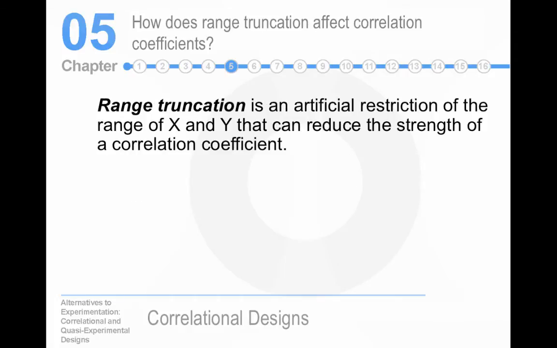One of the problems that we run into with correlation is what's called range truncation, which means it's an artificial restriction of the range of scores. Let me give you an example. The ACT, which a lot of people take to get into college, shows a low positive correlation between the ACT score and your college GPA. It actually shows a positive 0.3 correlation, which is pretty low.